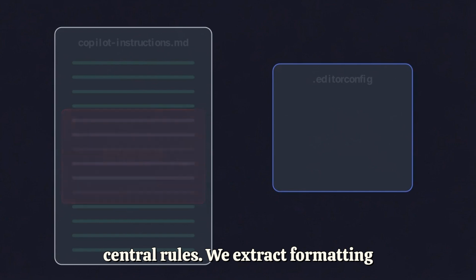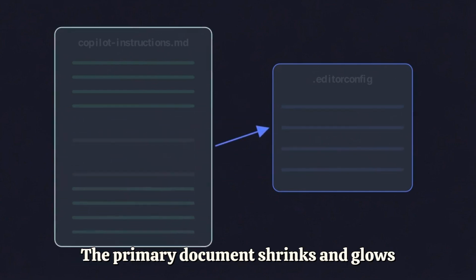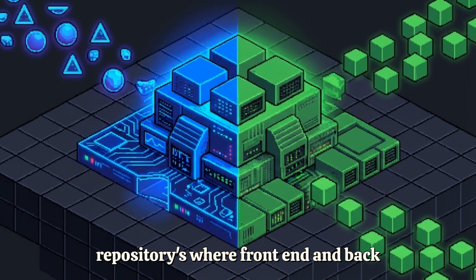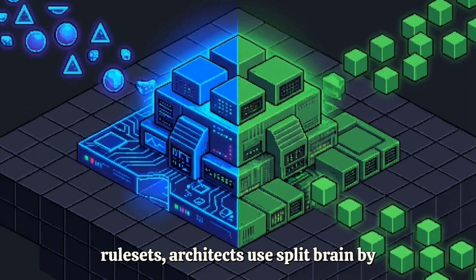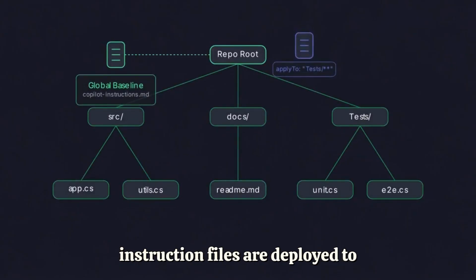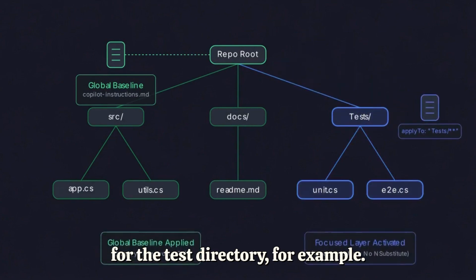We extract formatting rules to an EditorConfig node. The primary document shrinks and glows uniformly, reserving instructions strictly for logic. For massive repositories where front-end and back-end teams require entirely different rule sets, architects use split brain. By using YAML applyTo properties, local instruction files are deployed to specific folders, isolating rules just for the test directory, for example.